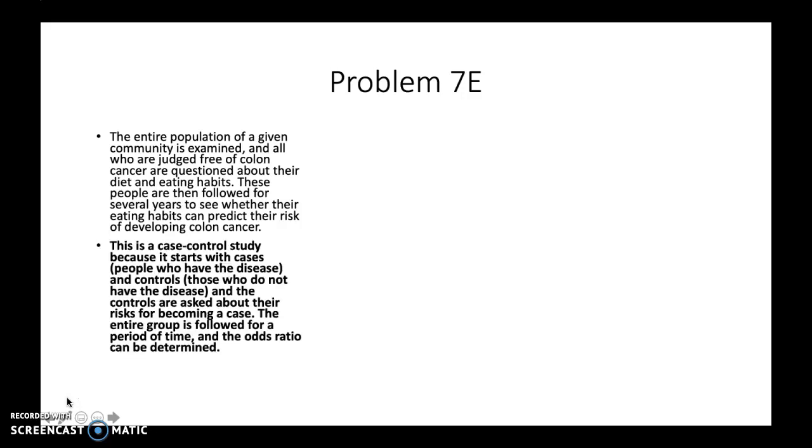colon cancer. This is a case control study because it starts with cases, so people who have the disease, and controls, those who do not have the disease. And the controls are being asked about their risk for becoming a case. So the entire group is followed for a period of time, and the odds ratio here can be determined.